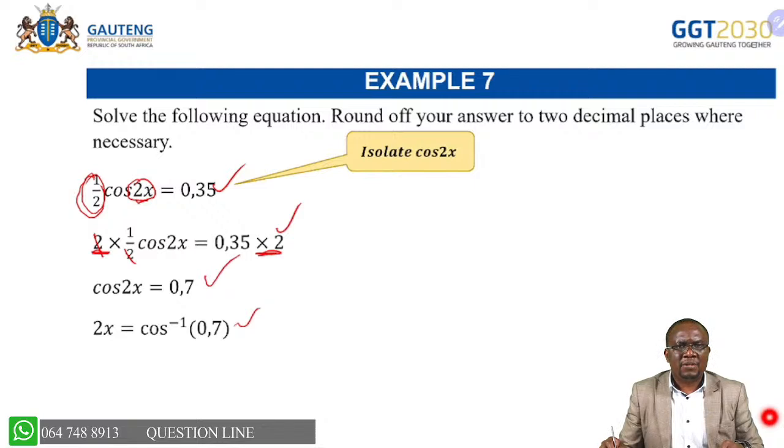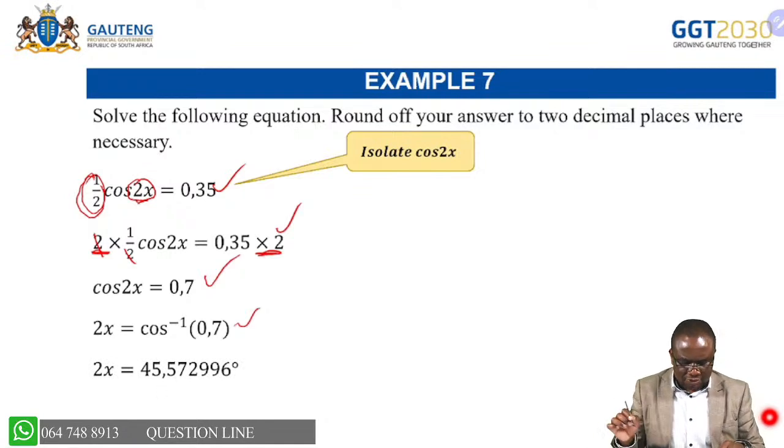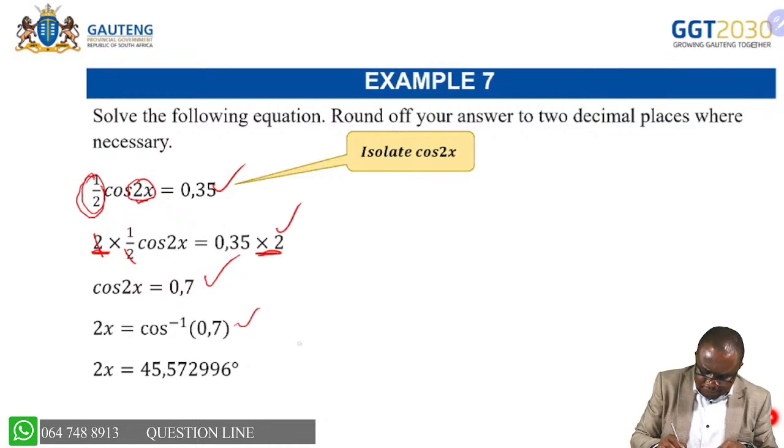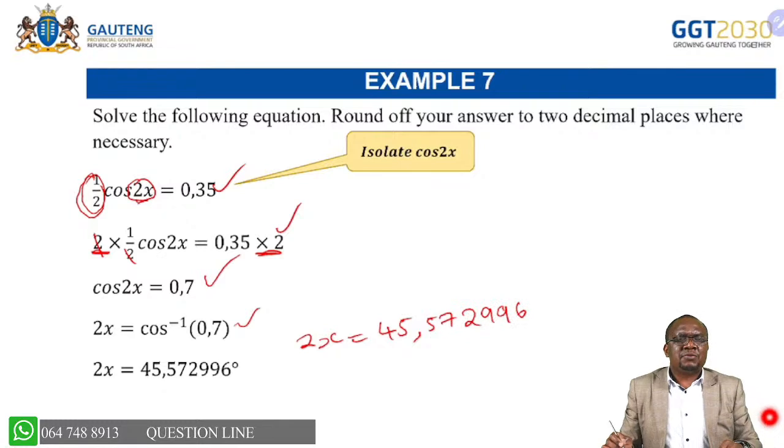Okay. What do we get? Enter arc cos 0,7 into your calculator. What do you get? 2x is equal to 45,572996. And then what do we do to get x?